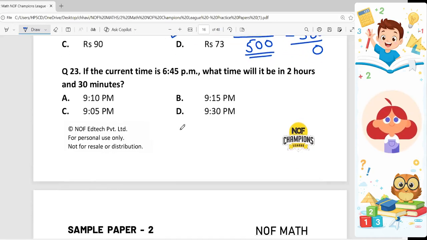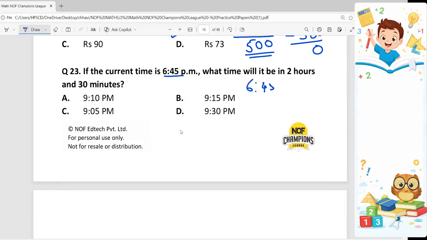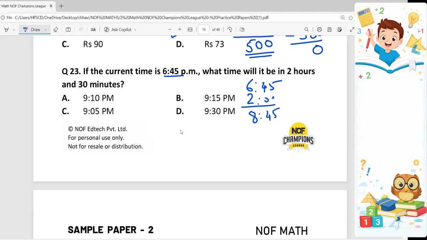23rd question. If the current time is 3:45 p.m., what time will it be in 2 hours and 30 minutes? Current time is 6:45. What time will it be in 2 hours and 30 minutes? So let's add 2 first to this. That will be 6, 7, 8. 8 hours and 45 minutes. Now we have to add 30 minutes to this.